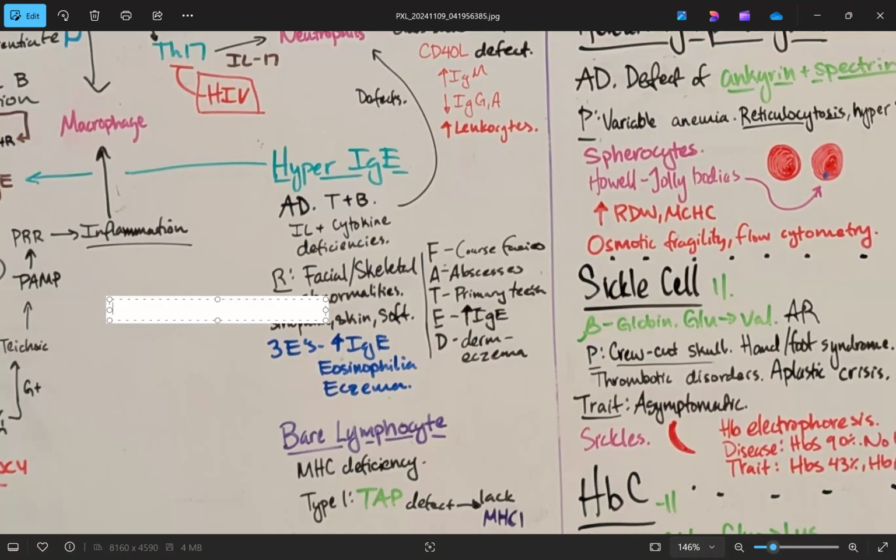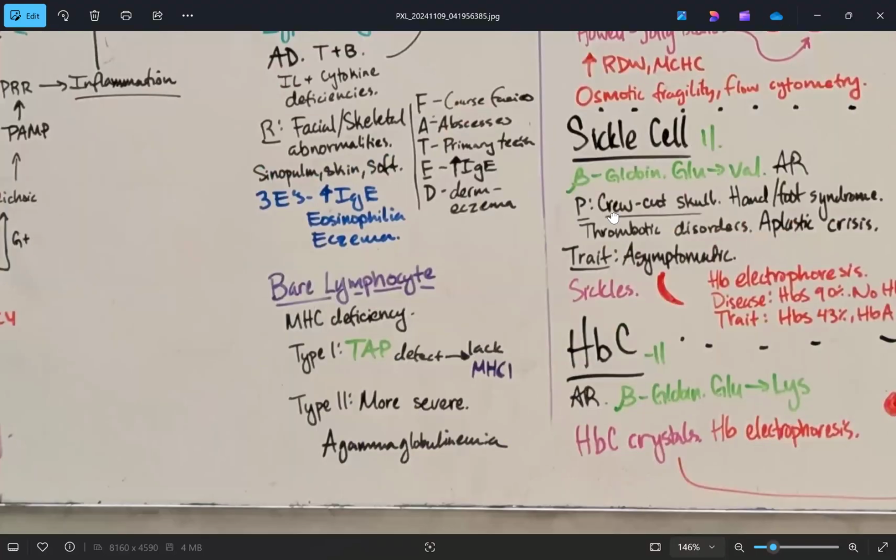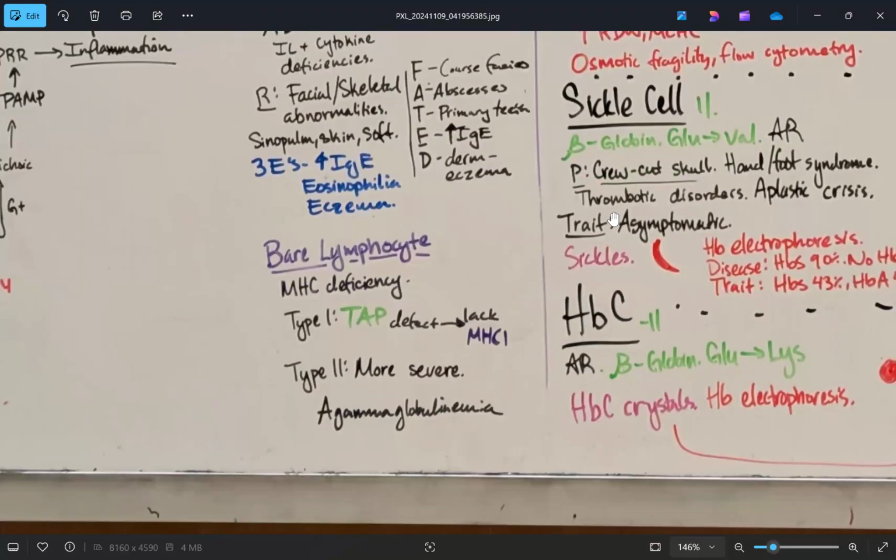Another deficiency that didn't really fit in the humoral and combined immunodeficiency is your bare lymphocyte syndrome, where you basically have your MHC deficiencies. So MHCs are expressed on the outside of cells. If you have a deficiency there, then you can imagine that you have a loss in your humoral and cell-mediated immunity. There's two different types of bare lymphocyte syndrome. Type 1 is your CD8 defect, where you only lack your MHC1. And type 2 is generally more severe, where you have your agammaglobulinemia, because again, if you don't have any humoral or cell-mediated immunity, you're not going to really make any immunoglobulins.